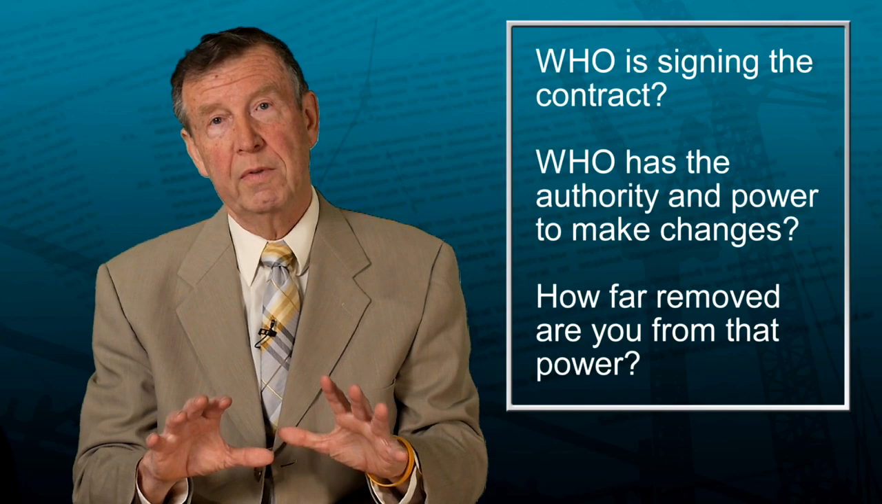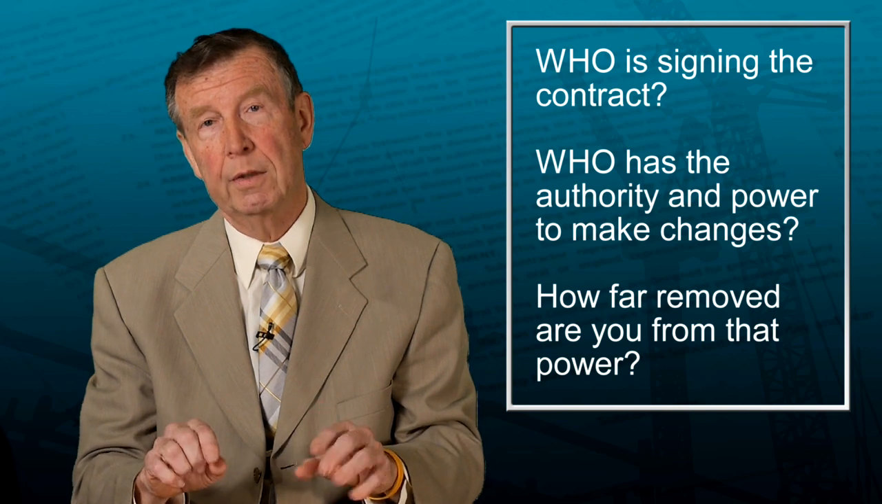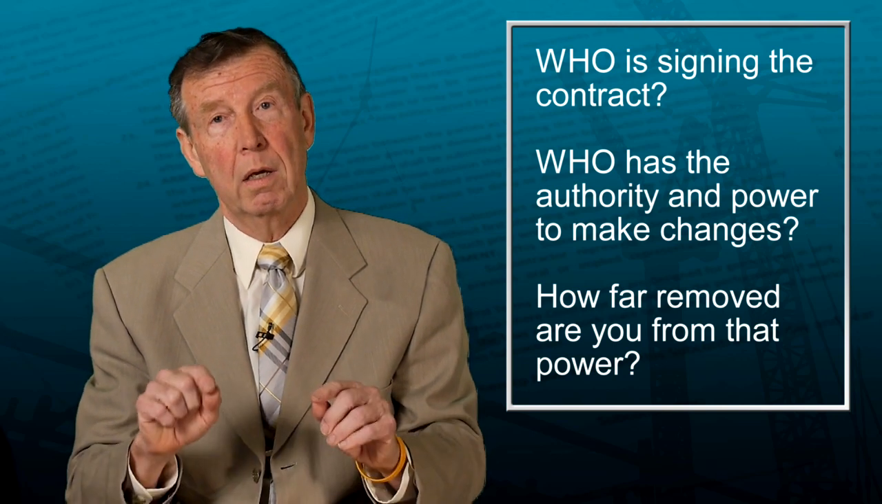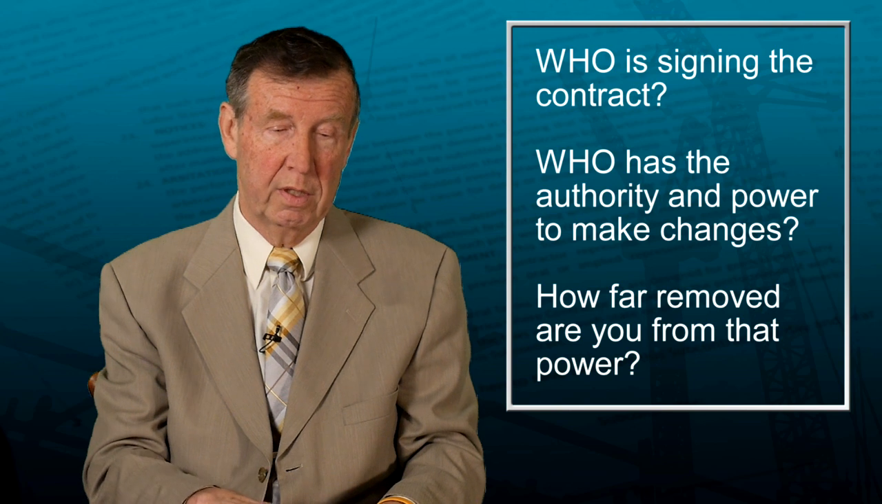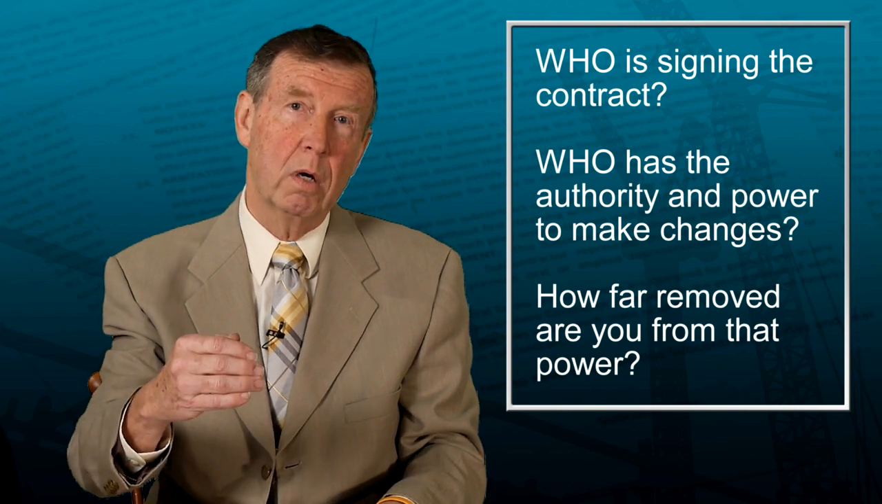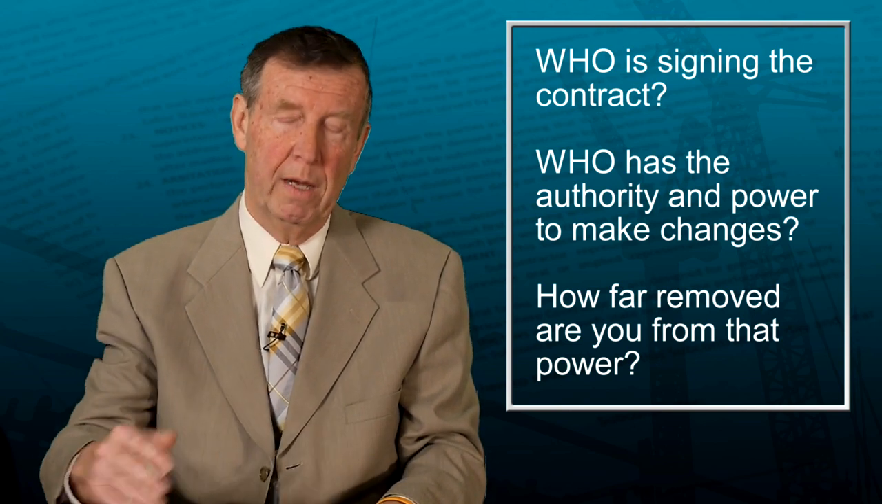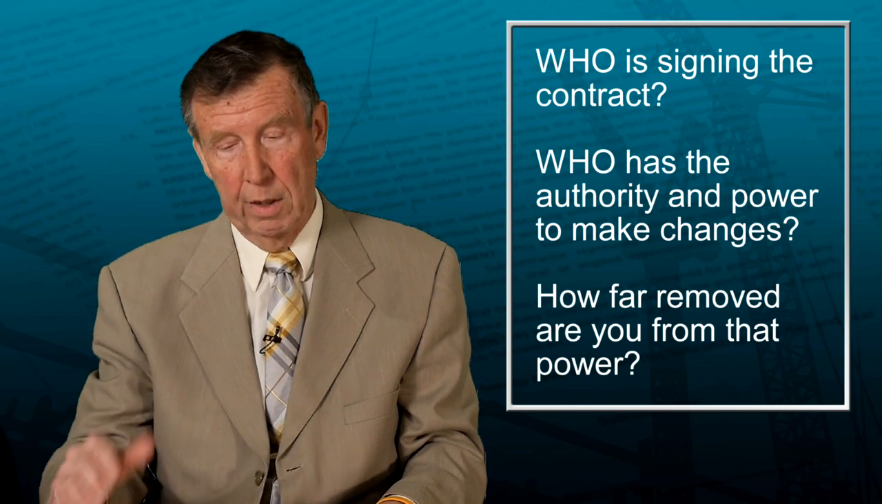An owner is going to send a contract out to the general contractor or to the construction manager, and they're going to have to send it back signed without any changes or delineations, and then it's going to go forward. So who becomes very important? Who is signing the contract? Who has the authority and power to make changes to the contract? And how far removed are we from that power, from the authority?